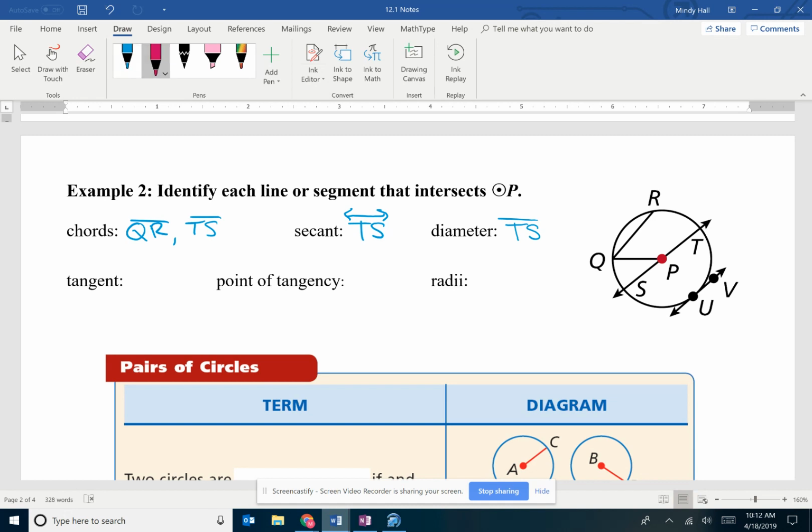For our tangent line, we have two letters. So rather than saying, oh, well, this is L, now we just have two letters. So it's going to be line UV. So again, if it's the line, make sure you're using the line symbol above. Our point of tangency would be at U. And then our radii, we would have QP, TP, and SP.